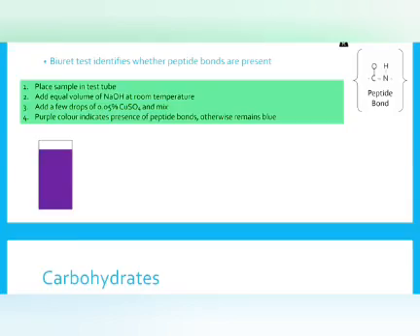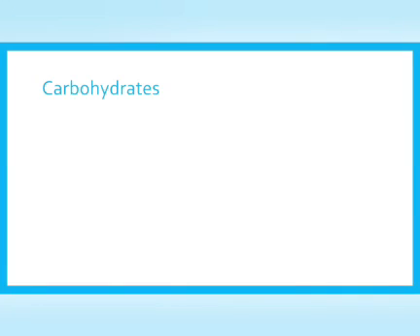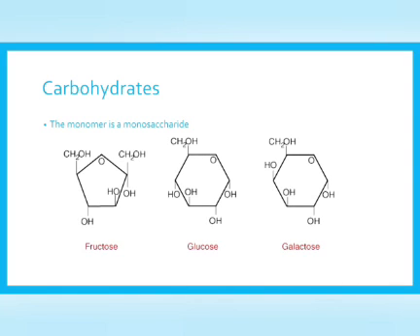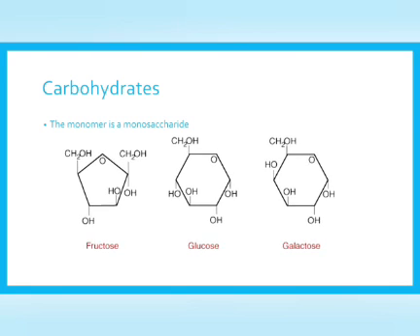So now we're going to move on to carbohydrates. We've talked before, the monomer is a monosaccharide, and here they are again. So we have fructose, glucose and galactose, and these can be joined up.